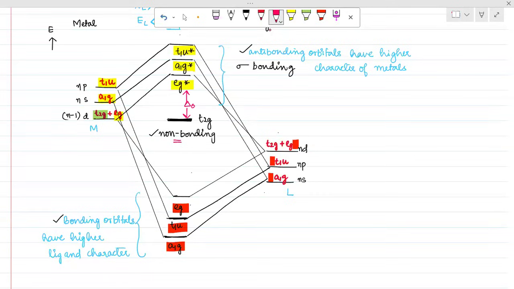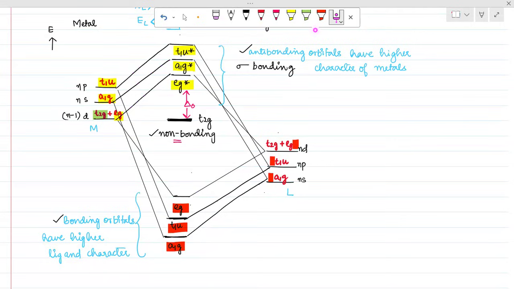Okay, so this is the MO diagram. If you read it for a couple of 2 to 3 times, this is going to be very easy. Don't worry. So it's just that we have taken a metal. Metal has got d, s, and p orbitals. Ligand has also got s, p, d orbitals. So first they will mix in the order of the ligand. So the order of the ligand is A1G, T1U, and Eg. Now anti-bonding orbitals have got characters of that of the metal. So it will follow the order of Eg star, A1G star, and T1U star.